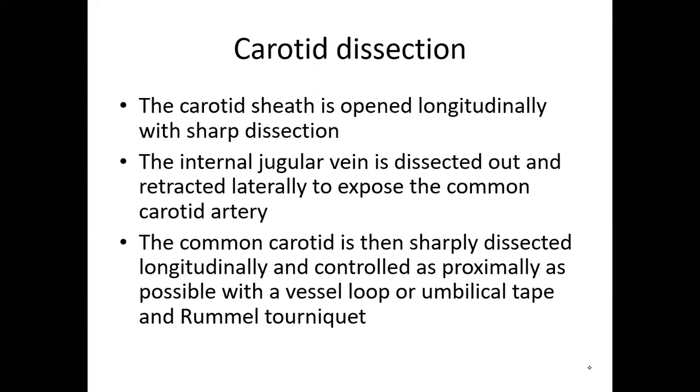You can then dissect out the common carotid sharply, staying right on the artery with your Metzenbaum scissors, and place a vessel loop or an umbilical tape with a Rummel tourniquet around it at the base. And that is how I dissect out the common carotid artery.